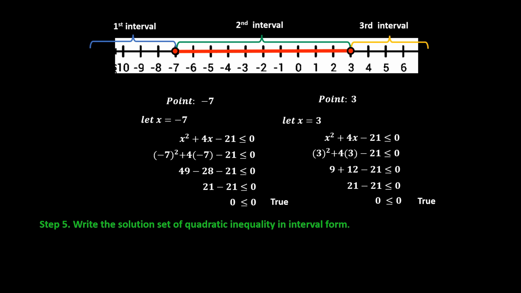Step 5. Write the solution set of the quadratic inequality in interval form. The solution set of the given quadratic inequality is x less than or equal to +3 but greater than or equal to -7. That is the solution set of the quadratic inequality x squared plus 4x minus 21 is less than or equal to 0.